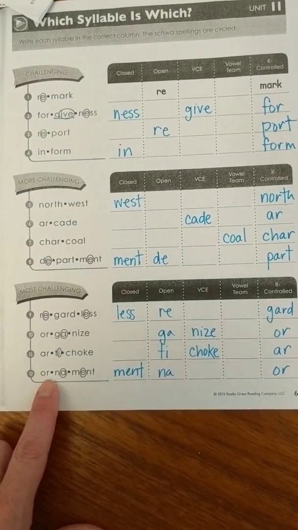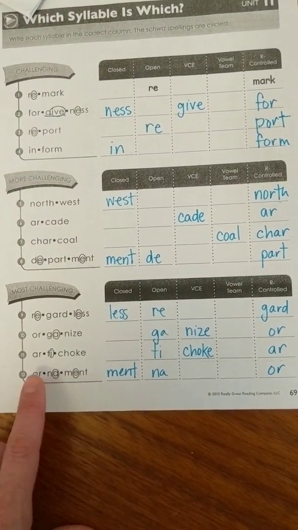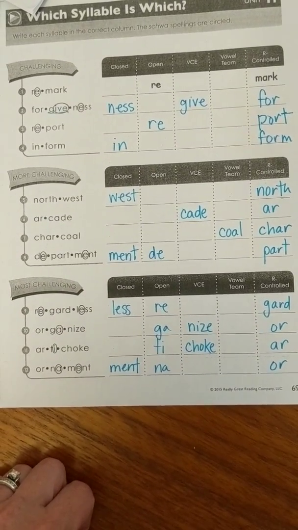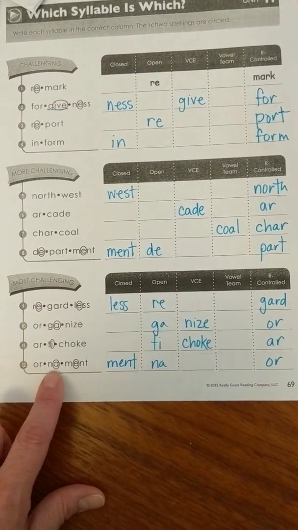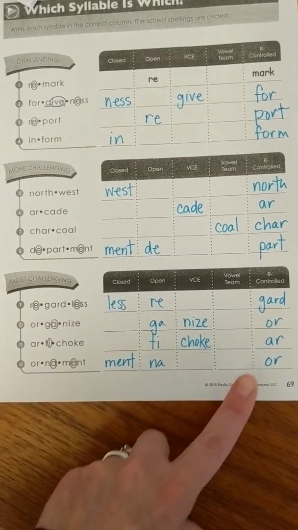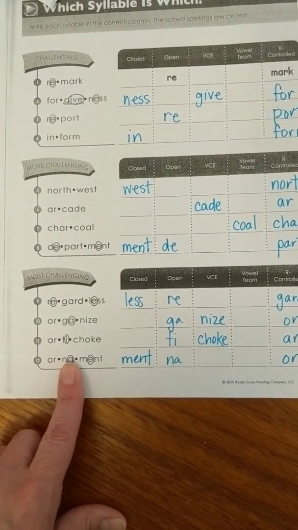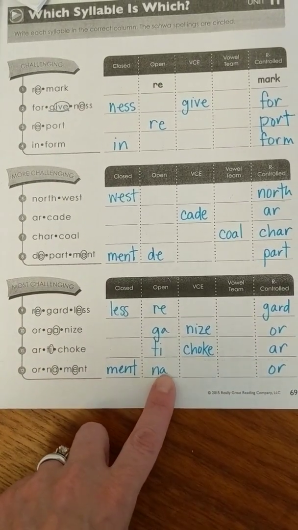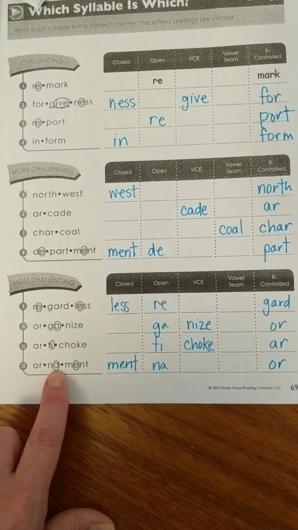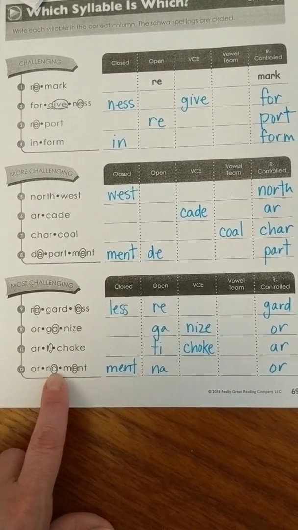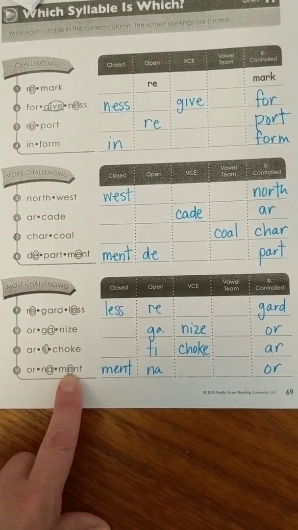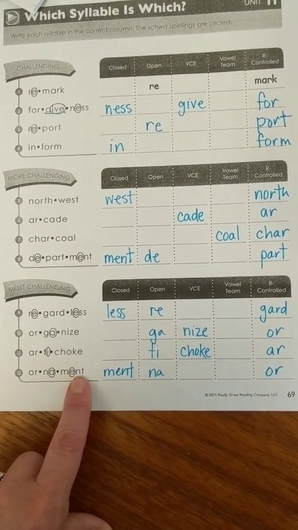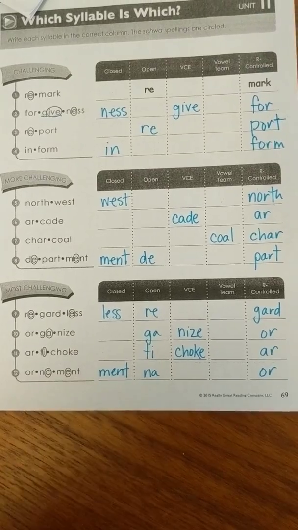And our last one for this page, we've got ornament. I know ornament. So R controlled. Now this A is flexing to the schwa, so it's saying uh, n, but it still goes in our open because there's no consonant after the vowel. And then ment is really saying mint here because that E is flexing to the schwa. But we do have a vowel followed by one or more consonants, so that goes in our closed.